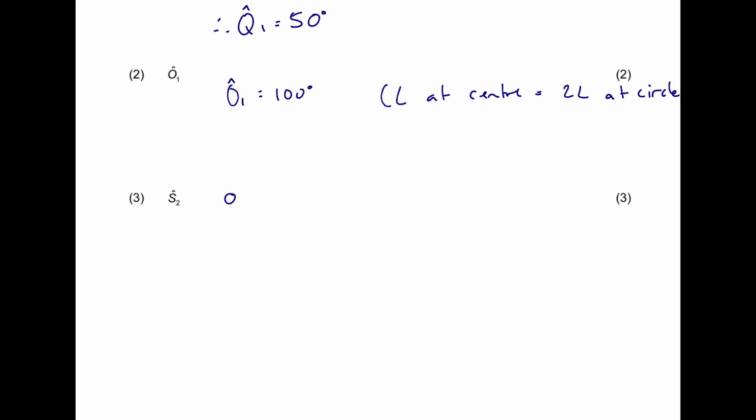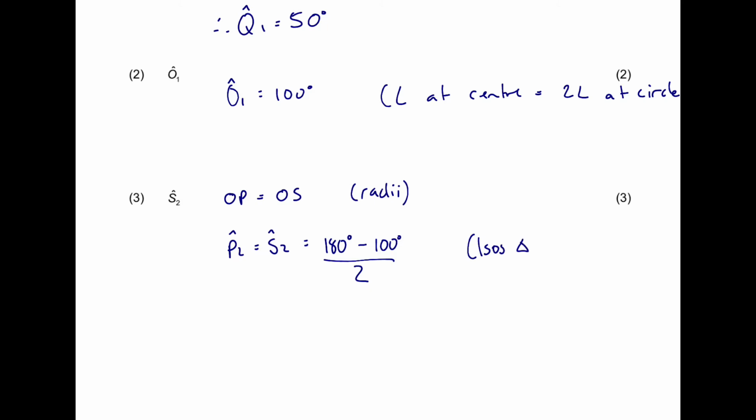So firstly, we need to state that OP is equal to OS, and that's because they are radii. So we're just basically establishing that it's an isosceles triangle. And then our next step is that P2 is equal to S2. P2 equals S2, and that is equal to 180 minus 100 degrees divided by 2. Alright, and that's because of isosceles triangle POS. Alright, so therefore S2 is equal to 180 minus 100 is 80, divided by 2 is 40 degrees.